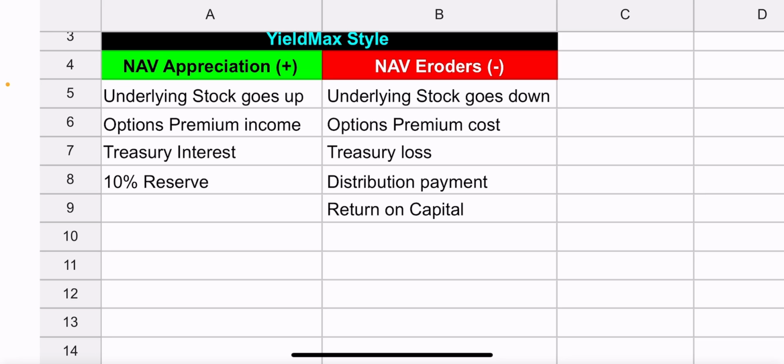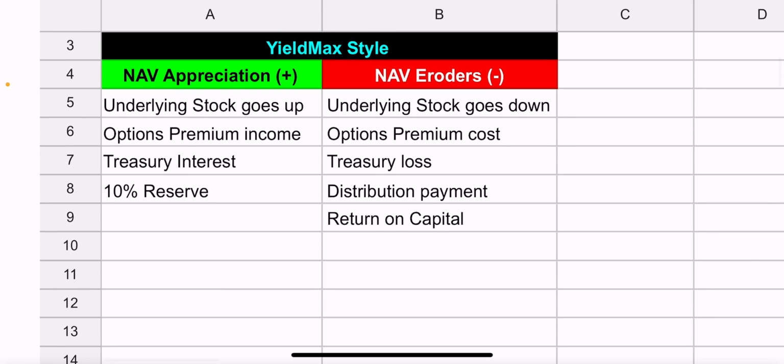But if that's not offsetting the options premium that we made, it could be the last one, which is a return on capital, meaning they're going to actually just pay us our own money, right? They're paying us a portion or all of our own money. The only good thing about that is we don't have to pay taxes on it. Again, not tax advice, but that's the only good thing. We don't want to see return on capital.